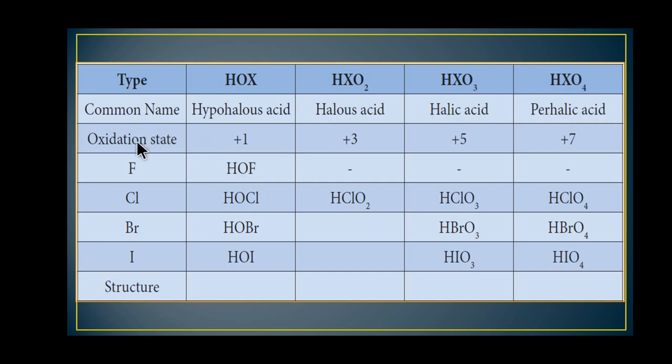Their oxidation state is +1 for hypohalous acid, +3 for halous acid, +5 for halic acid, +7 for perhalic acid. And their compounds with fluorine, chlorine, bromine, iodine. These are examples, and the compounds are also possible, so you can go through that.